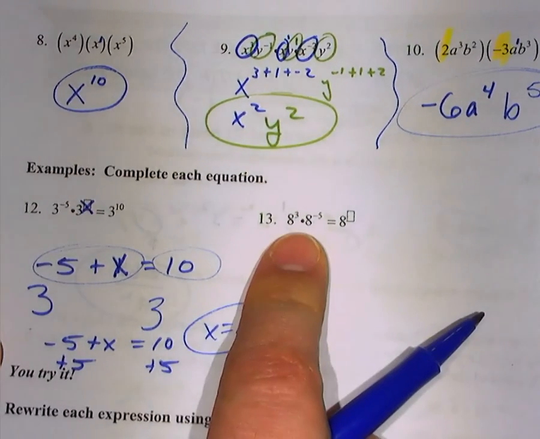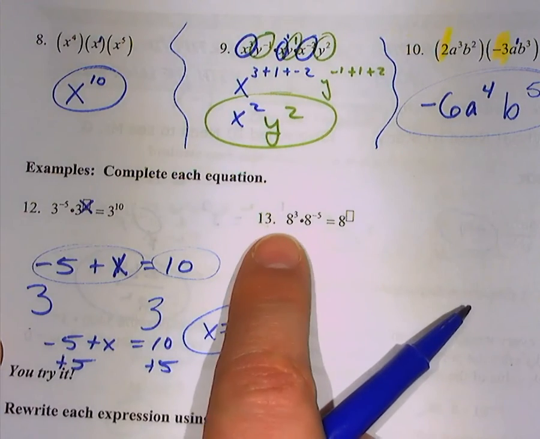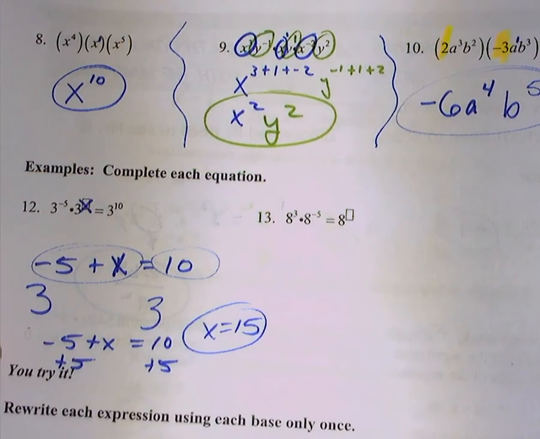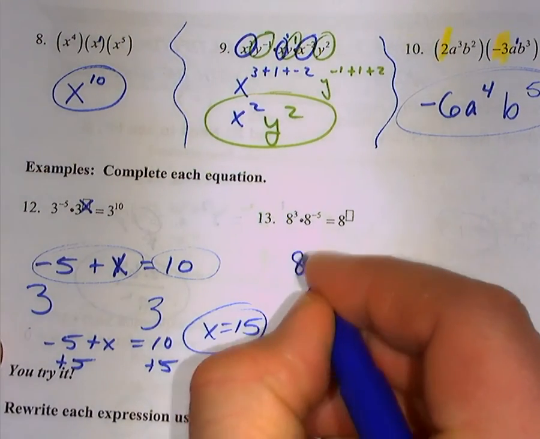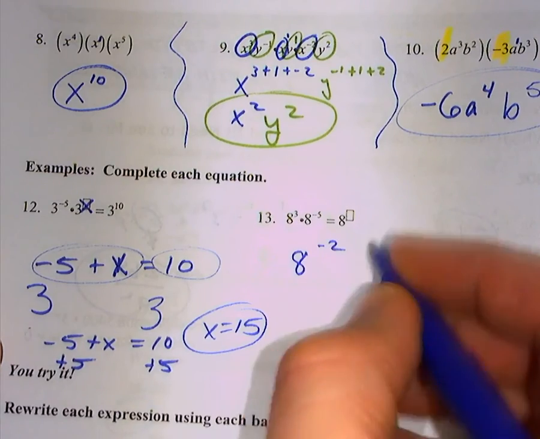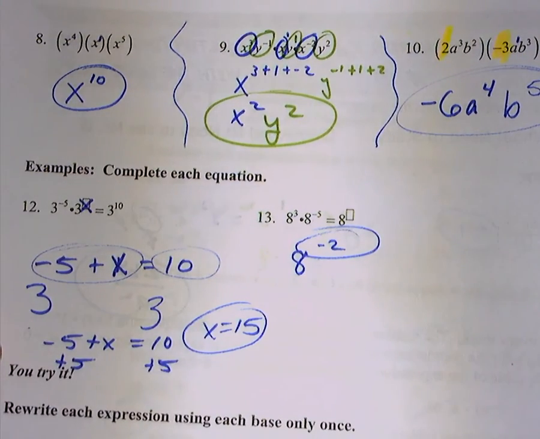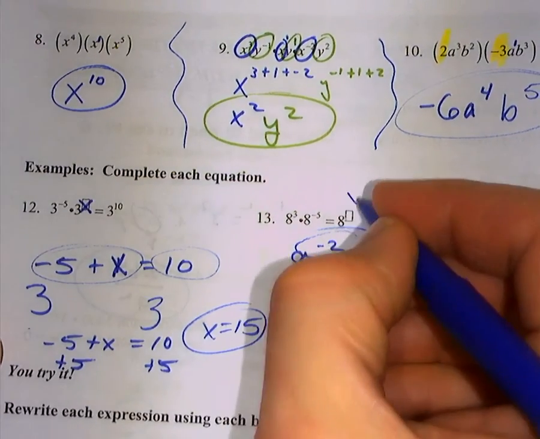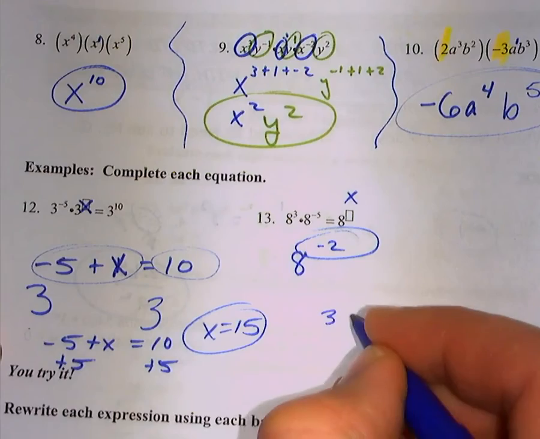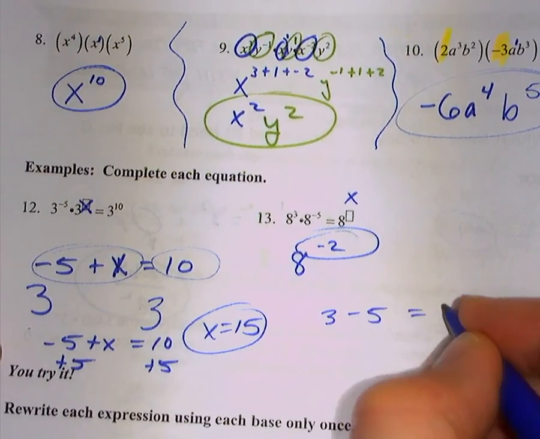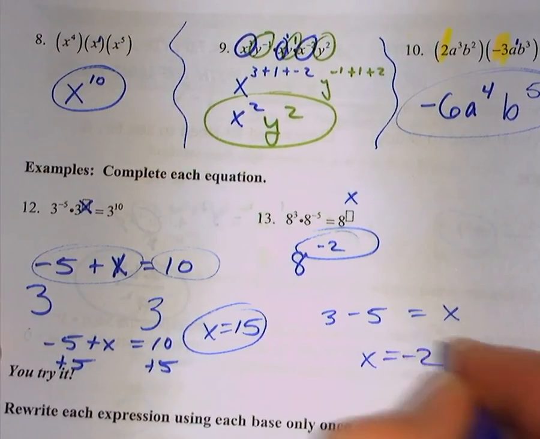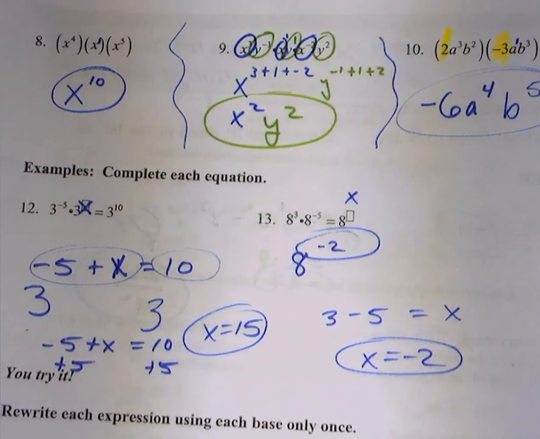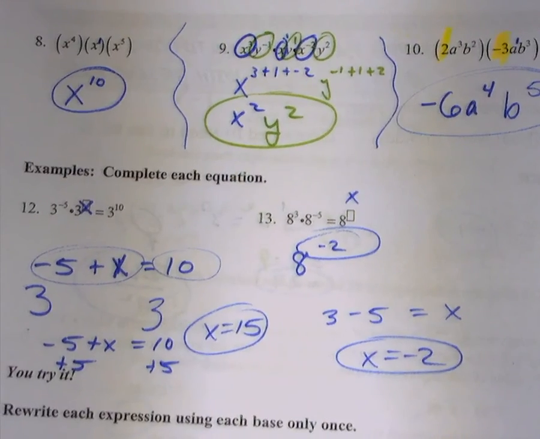All right, let's look at this one. Number 13, we got to find that missing box here. I got 8 cubed times 8 to the negative 5th. What do you guys get? 8 to the negative 2nd. So there we go. Negative 2 is our answer. If you want to put an x up there, that would be 3 minus 5 is equal to x. So x equals negative 2. You're looking at it like that in terms of algebra. All right, guys, why don't you try 1 through 9 odd. We'll just do the odds for today.